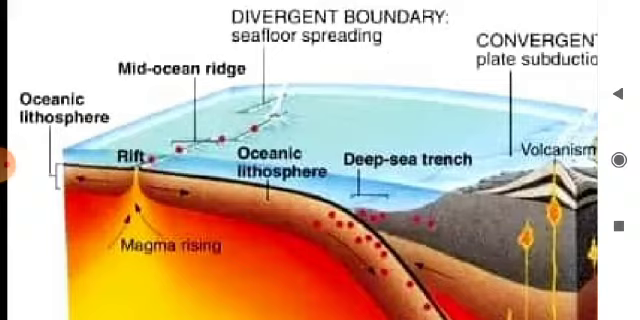Shallow focus earthquakes are caused along the constructive plate boundaries, or say along the mid-oceanic ridge, because of the rupture of the crust and consequent movement of plates away from the mid-oceanic ridge. Right?